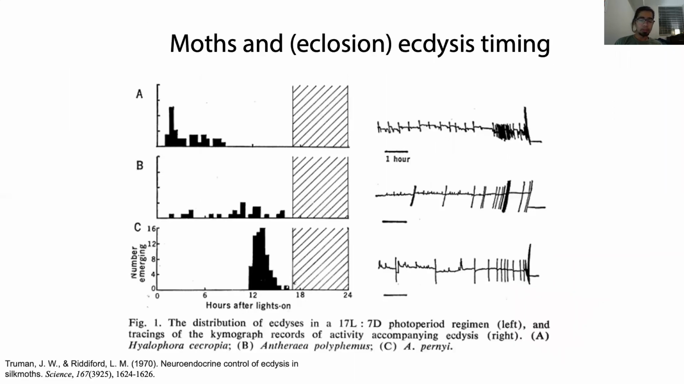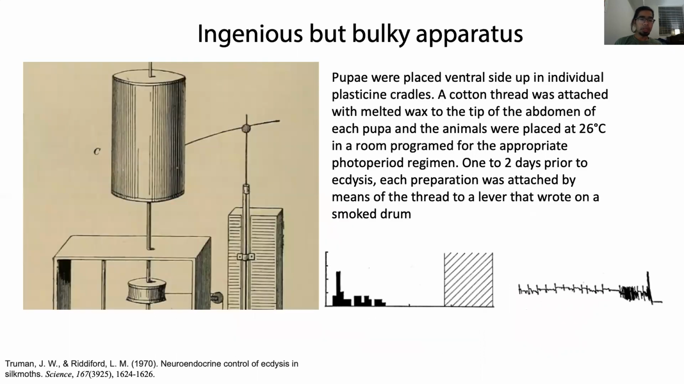And I'm going to focus a lot on moths because that's my main thesis topic. But this is an experiment where in the 1970s, they looked at pupal eclosion, which is moths that come out at different times. And they attached a string and a lever to a drum that they attached to a moth at the other end, or a moth pupa. And they monitored this in a light and dark cycle and showed that different moth species eclose at different times. But as you can see, this was an ingenious setup, but it was pretty bulky.